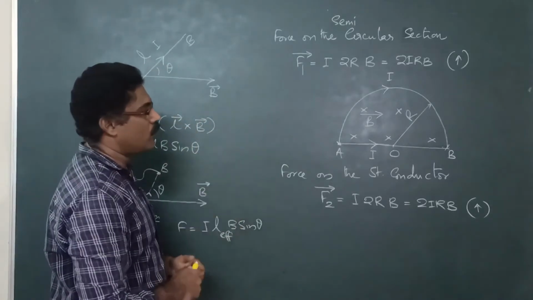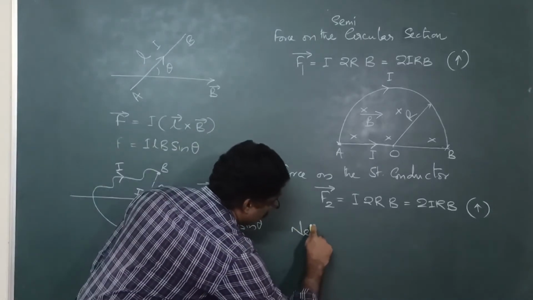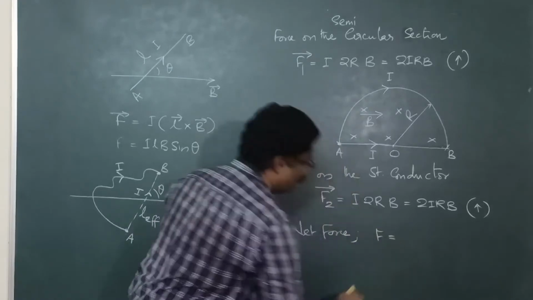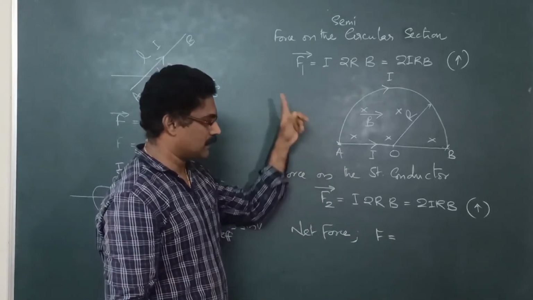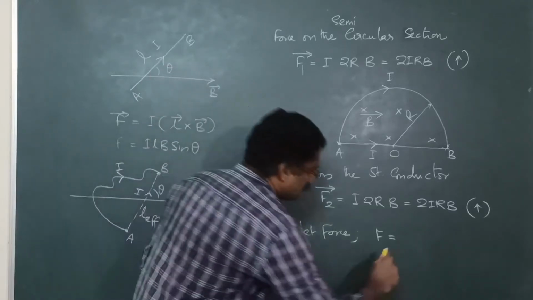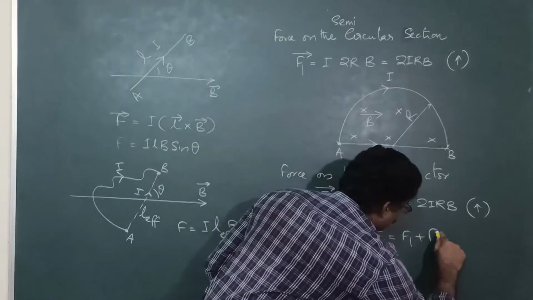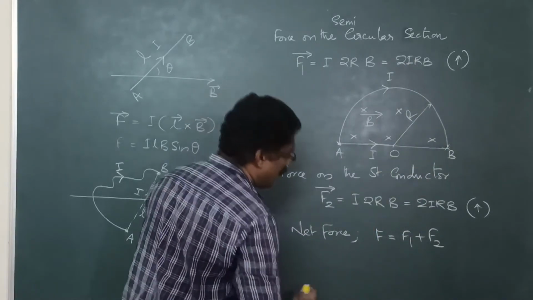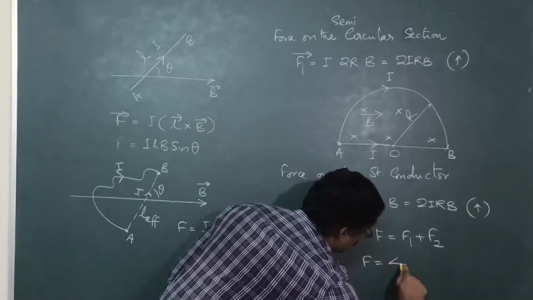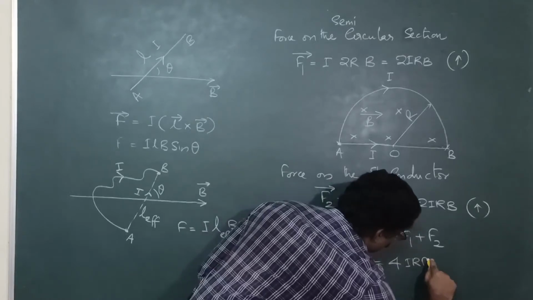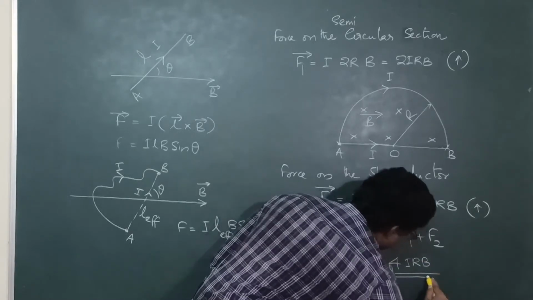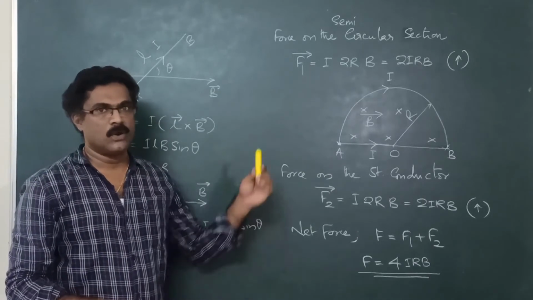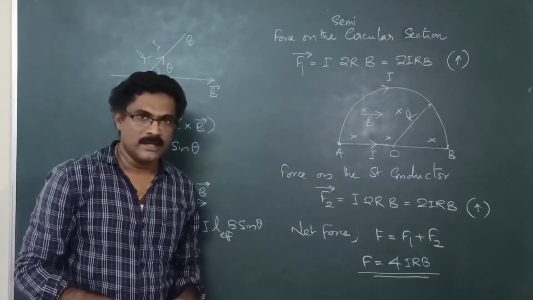Okay. So what is the net force on the loop? So you can say net force on the loop F is equal to vector sum. But here these two forces are in the same direction. So you just add. Then you will get F1 plus F2. So 2IRB plus 2IRB. The answer is what? 4IRB. So the net force is 4IR into B. So this is the answer. I think all of you got the idea. Okay.